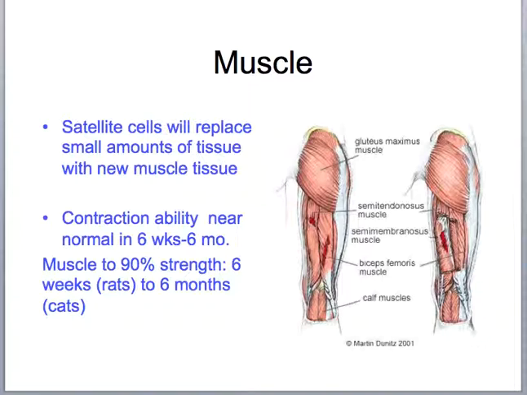Contraction of a muscle can be near normal in anywhere from 6 weeks to 6 months, and it depends on the muscle type and the fiber alignment as well as the location of the muscle. So muscle returned to 90% strength in 6 weeks when they did studies with rats and 6 months with cats. So you can see muscle size is going to make a difference, and that's quite a range.